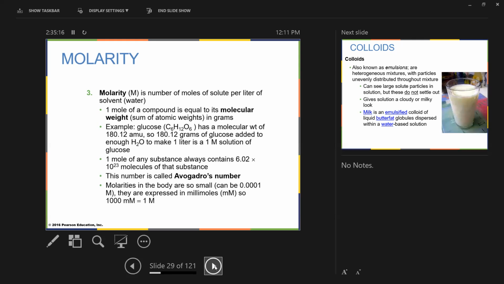Add the atomic weight of sodium and the atomic weight of chlorine, and that's 58. So if you had 58 grams of table salt in a liter of water, you would have a 1 molar salt solution. We don't use this very often. Chemists use it all the time, particularly in dealing with acids and bases.